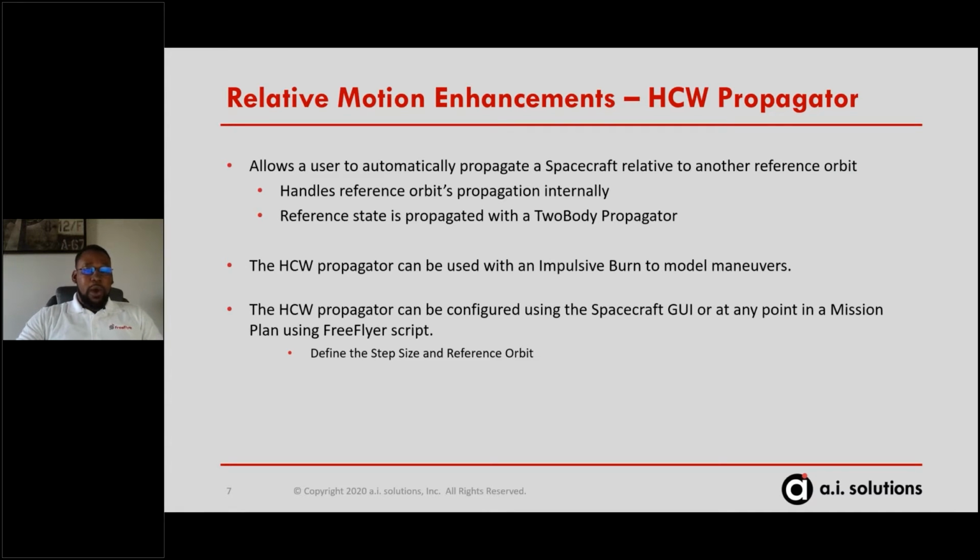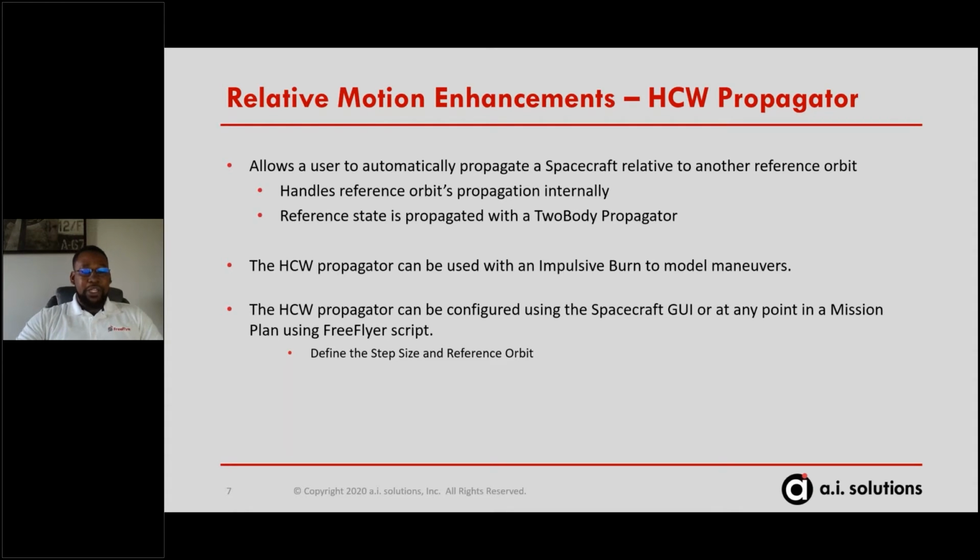Now, our propagator will also allow a user to automatically propagate that spacecraft relative to another reference orbit and not just a spacecraft. So you can set up an initial orbit and tell your secondary spacecraft that I want you to reference this orbit and propagate in relation to that. It can also reference a state, and when it's referencing the state, it's propagating the reference orbit using a two-body propagator to adhere to that assumption of a point mass gravitational force and no external disturbances or perturbations.